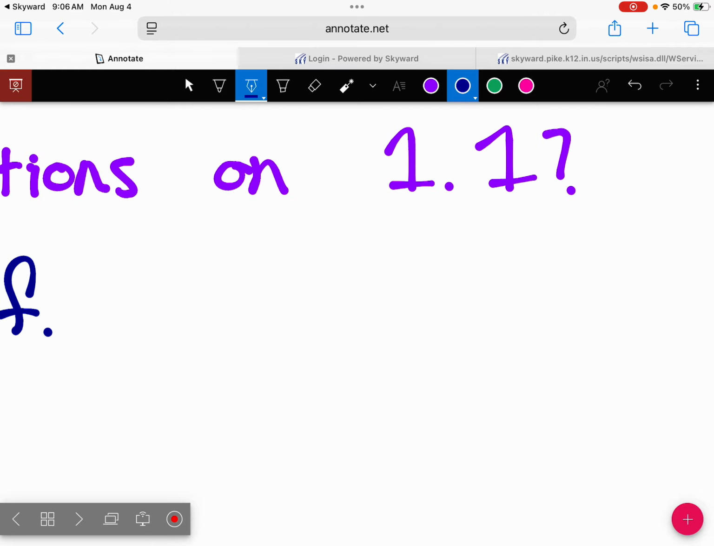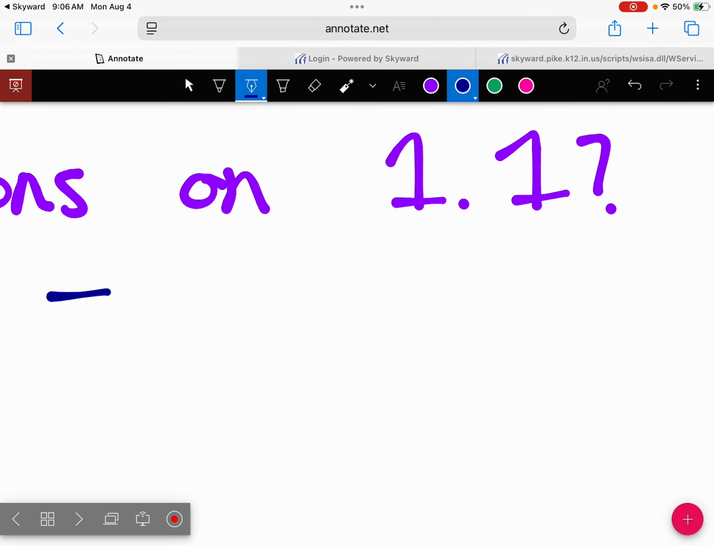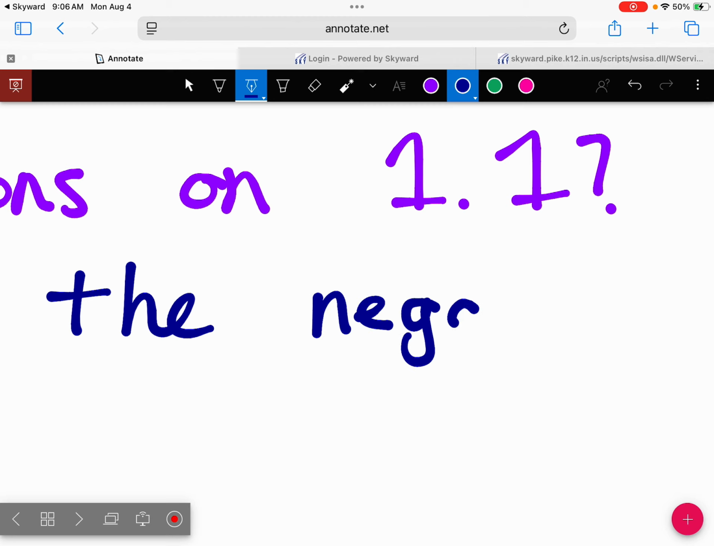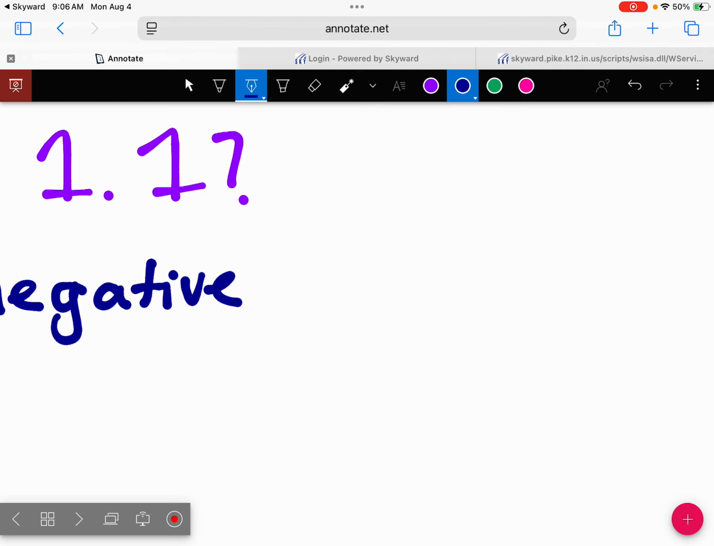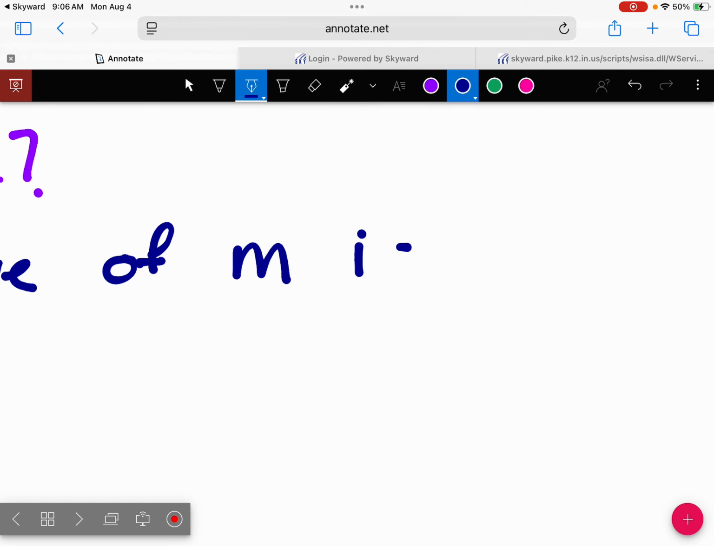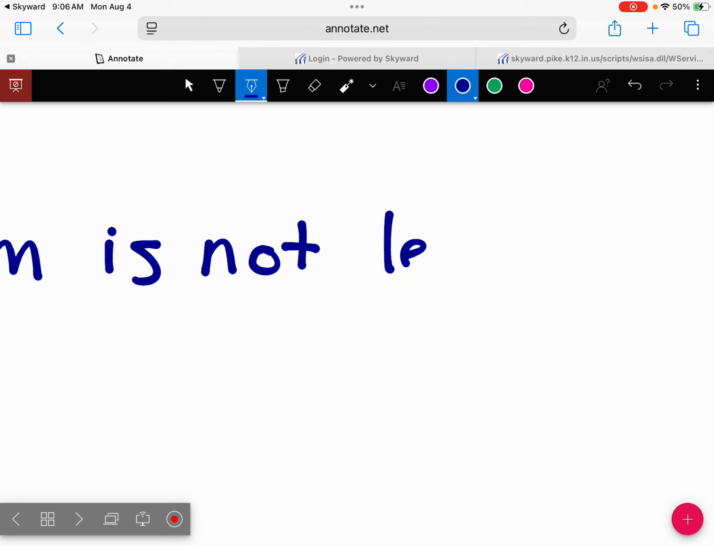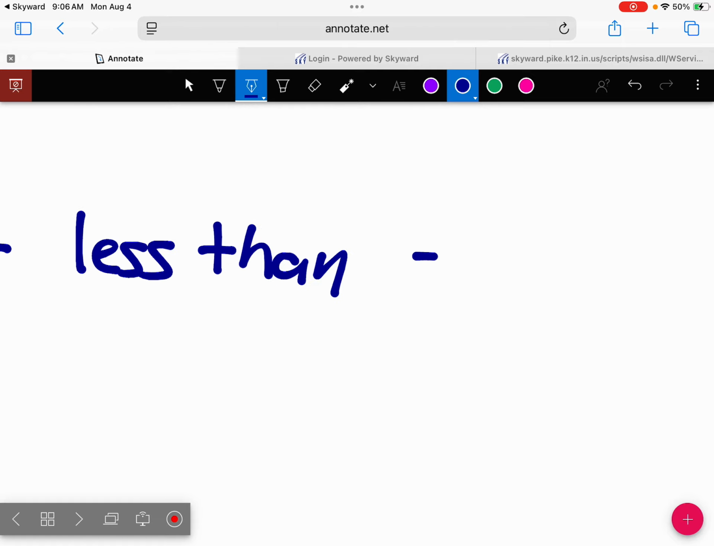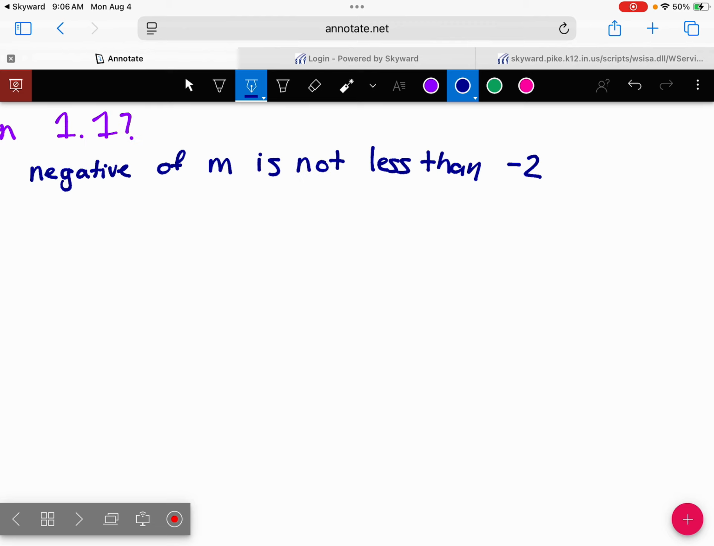All right. So 8F says the negative of M is not less than -2, which feels like English more than math, because it is all about the how many knots are in here kind of vibe.